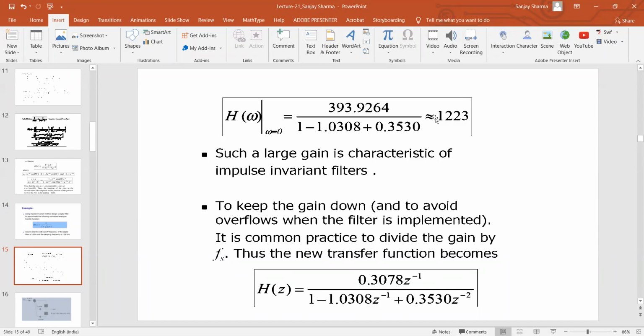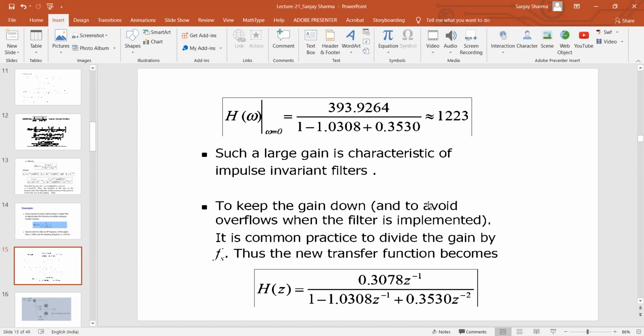Now some systems may have very high DC gain, as is here in this example. Such a large gain is characteristic of impulse invariant. Normally, using the impulse invariant method, the filters that you get have very large DC gain, which is not always expected, because unnecessarily raising the DC gain of the system may lead to difficulty in the design of other electronics. So you will have to bring down this gain. How can you bring down this gain?